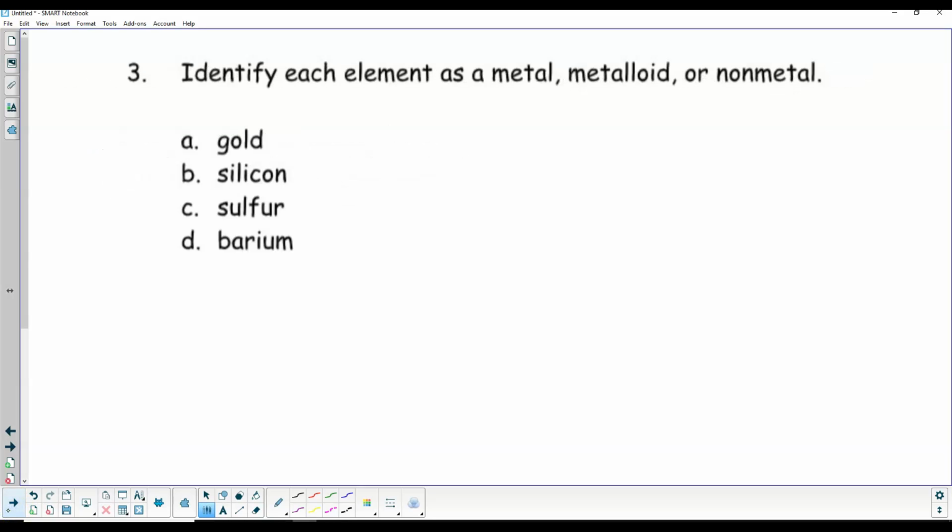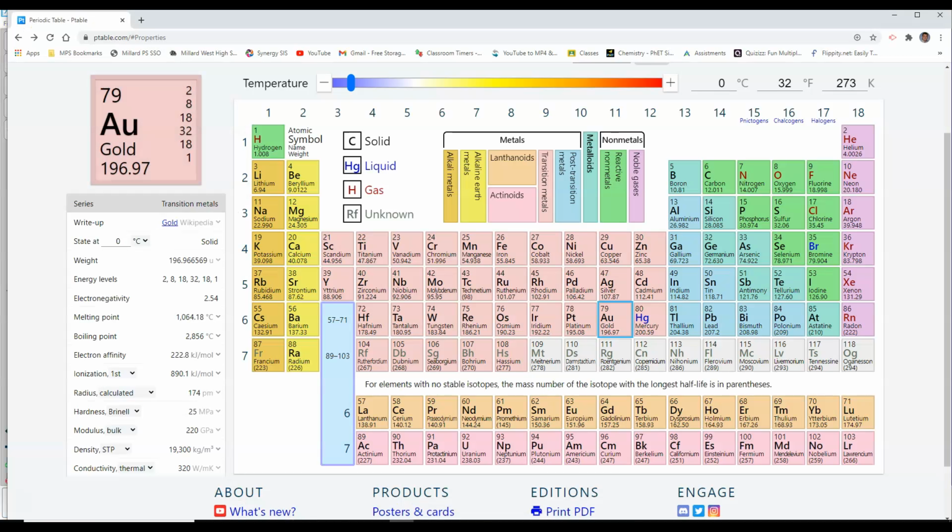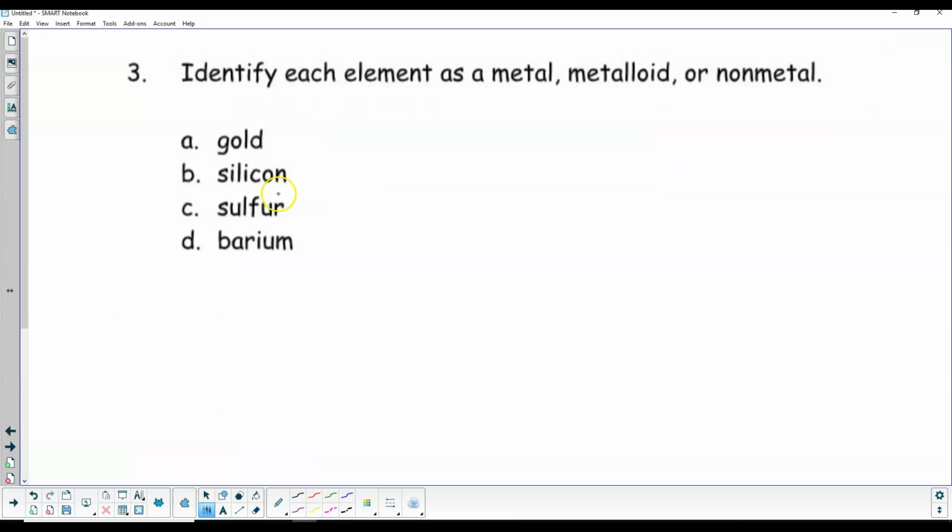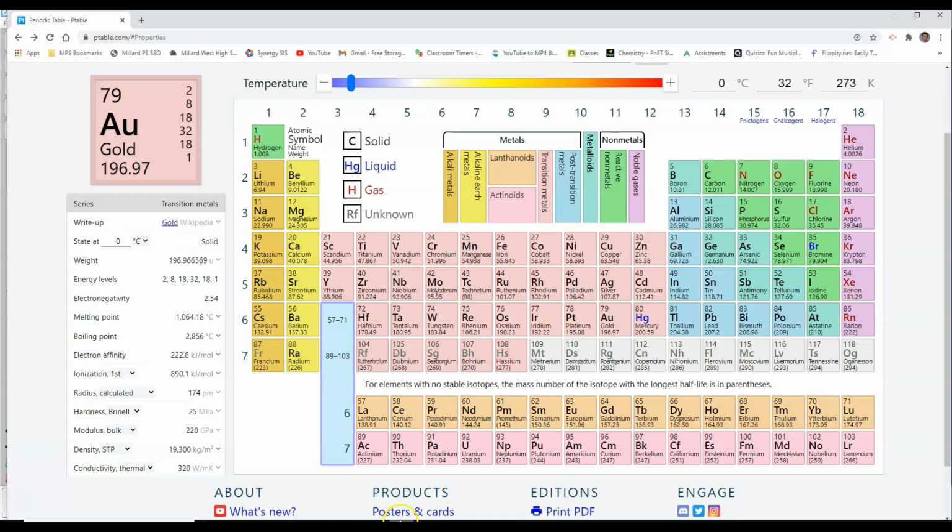Okay, metalloid or nonmetal. So basically we have to find where these elements are in relation to that stair-step line. The first one we have is gold. Here's gold. Gold is definitely a metal. Next one we have silicon. Well, silicon is right here, sitting right on top of the stairs. Silicon is a metalloid.